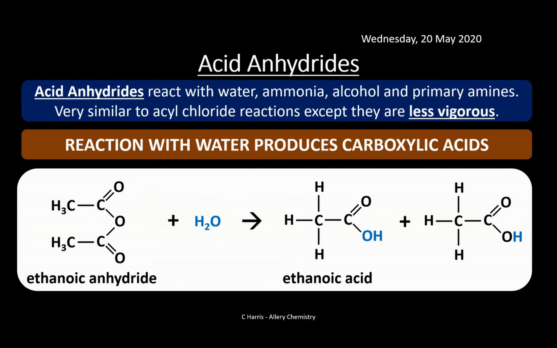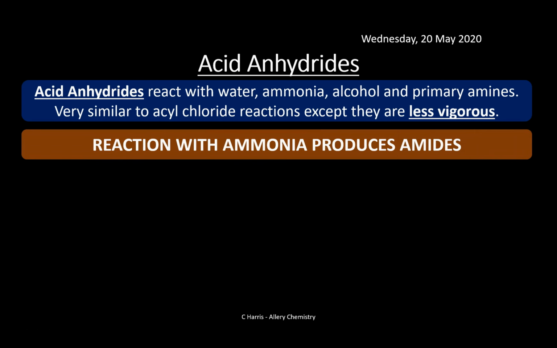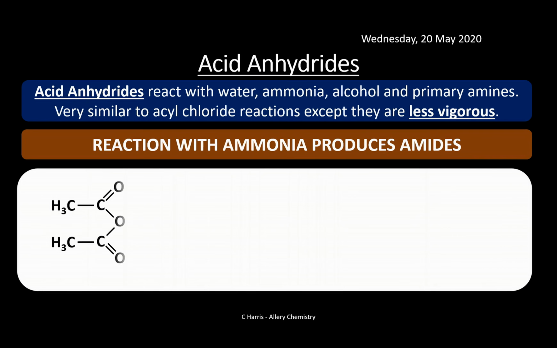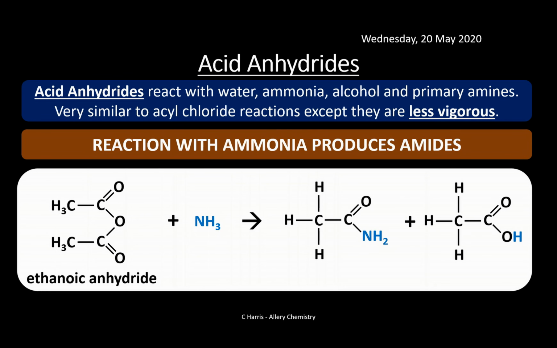Okay. So the reaction with ammonia produces amides. So here's your ethanoic anhydride again, and we're going to react it with ammonia. So you can see it's very similar to acid chlorides. So react it with ammonia, and we form an amide, so this is ethanamide, plus carboxylic acid. So remember what I said, it's exactly the same as acid chlorides, except instead of producing HCl, we're going to produce a carboxylic acid instead. Okay, so again, not too bad.